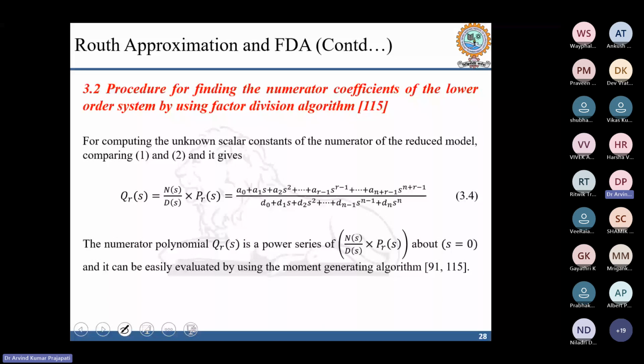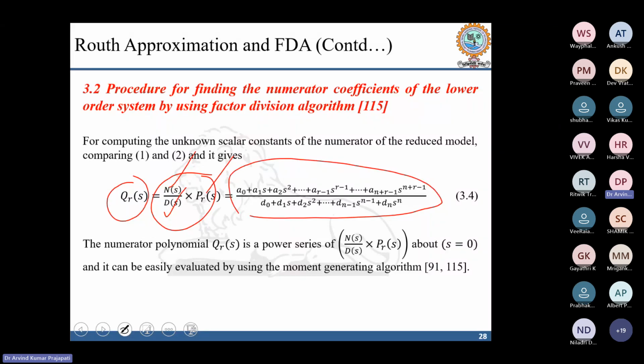So here again, this is the Q r, the polynomial of the reduced model, which is not known. The numerator of the original system is known, and the denominator of the original system is also known. And this is the characteristic polynomial of the reduced order model, which is also calculated by using Routh approximation. So all these are known. If you multiply, then you will get this rational function.